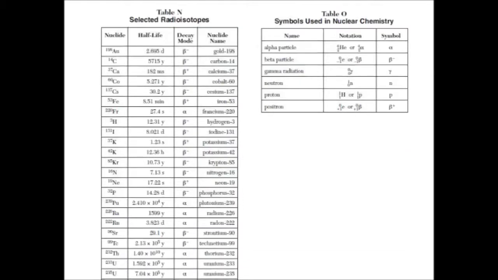And then finally for today, we have table N, which we looked at. We can determine the type of decay that an isotope goes under. And then we can use table O to determine or to write the equation for the decay of that isotope. And we can even see the half-life it takes to decay into the stable isotope.